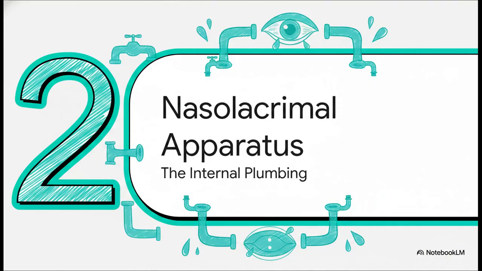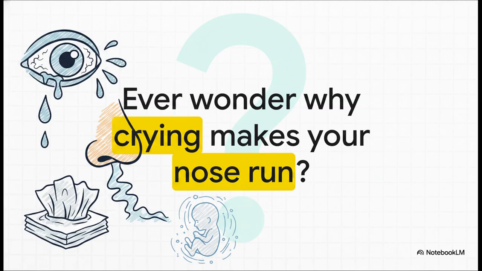Moving right along to part 2 on our agenda, the nasolacrimal apparatus, basically the internal plumbing. So, quick question for you. Ever wonder why a really good, hard cry always leaves you reaching for a tissue to blow your nose? It's a completely universal human experience, right? But the reason for it actually lies hidden in a totally fascinating quirk of our embryonic development.